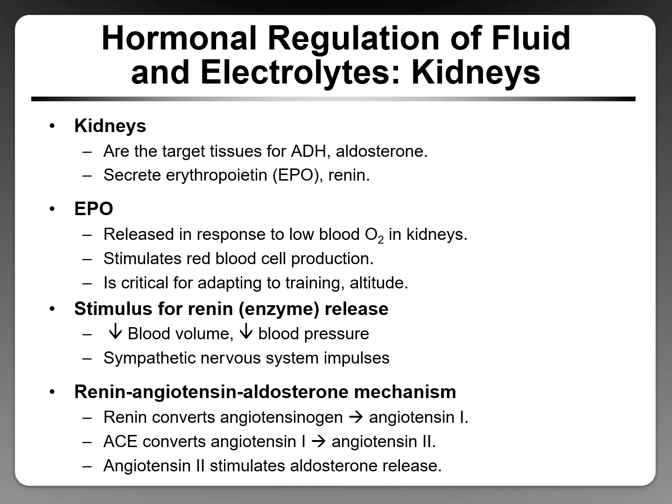This means renin will convert angiotensinogen to angiotensin 1. We will then take ACE to convert angiotensin 1 to angiotensin 2. And then angiotensin 2 will stimulate the aldosterone release. So you can think of this as a cascade effect.